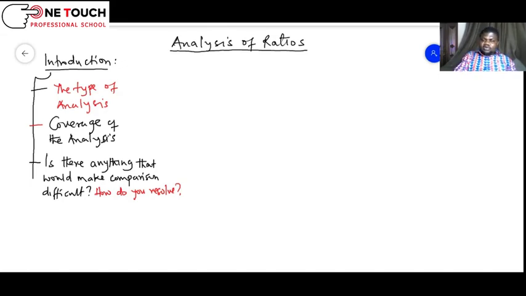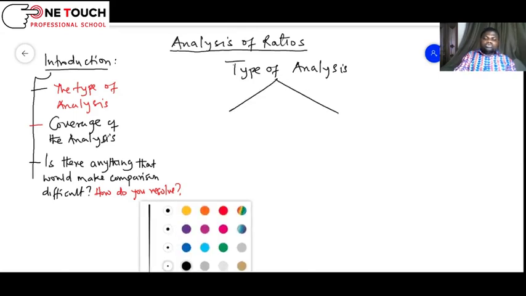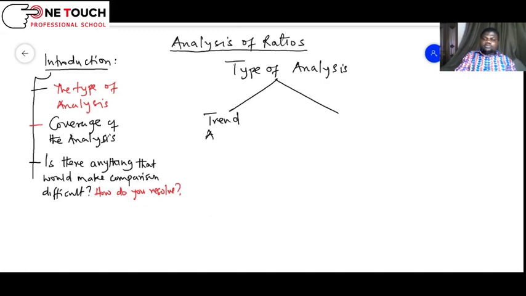Very simple. So let's pick them one by one. So under introduction, we want to know the type of analysis. Are you going to do trend analysis or intercompany analysis? Trend analysis or intercompany what? Analysis. Don't go and use vertical and horizontal to confuse yourself, please.